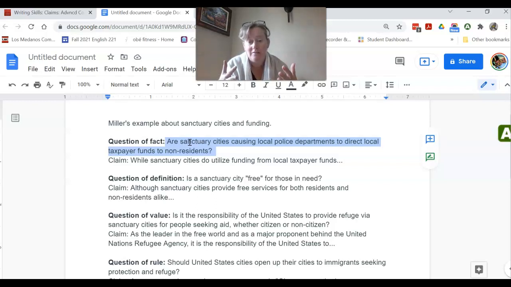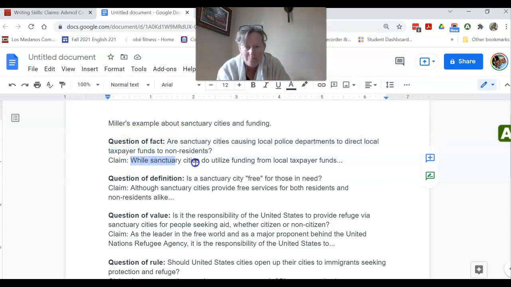Maybe, depending on what I found, local police departments are providing taxpayer funds. Maybe they are not. Maybe it's a split, right? My whole essay would explore this question of fact. My claim would indicate that I am writing an argument about this question of fact. It would be clear that I'm going to be using data to support my answer. And my argument would all be about whether or not the funding is coming from, in this case, local police departments. That's the question of fact.